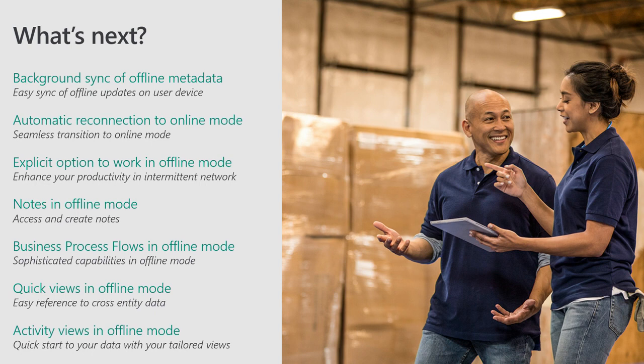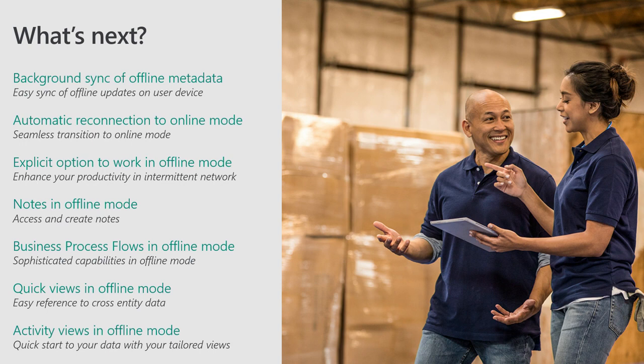Third, explicit option to work in offline mode. What this means is going forward, users will be able to explicitly choose that they want to work in offline mode, and they can do it for multiple reasons. First, if you're in poor network connectivity where you're losing and gaining connection again and again, it could be a very spotty experience. Second, in poor connectivity areas, when you're not truly offline, your server calls will take a very long time, so users will see delayed load of the forms and data.